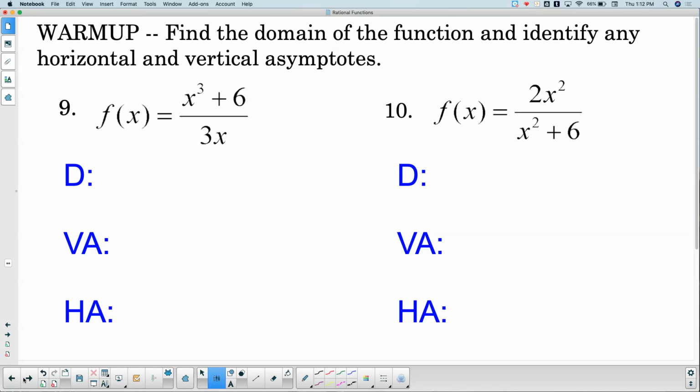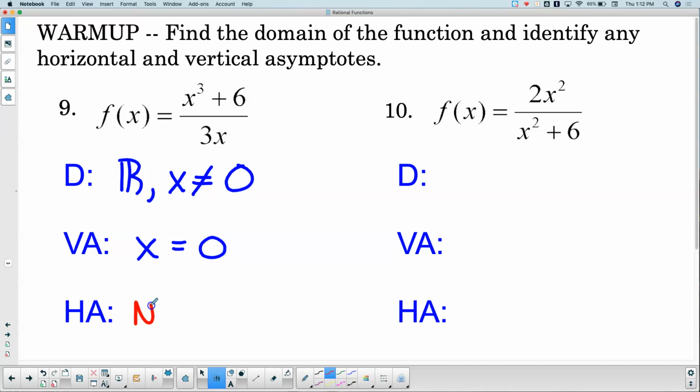Domain, first one. Go for it. X cannot equal what? 3? No. 0. So what does that mean for a vertical asymptote? X equals 0. Horizontal asymptote? None. Agree with that? Okay. Love it.